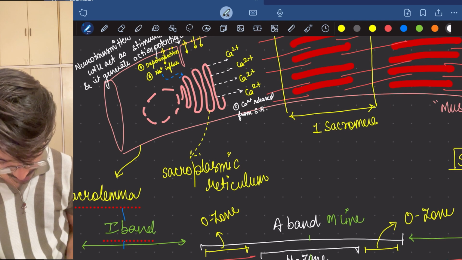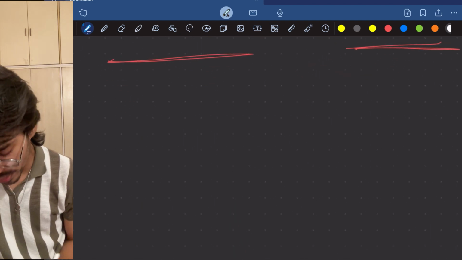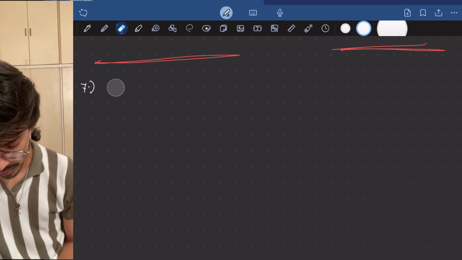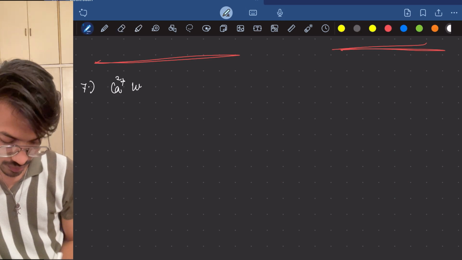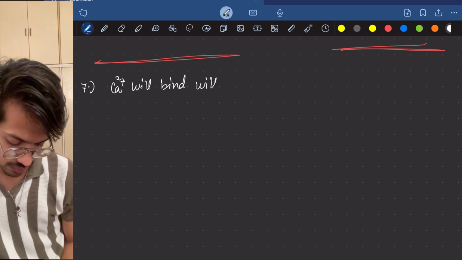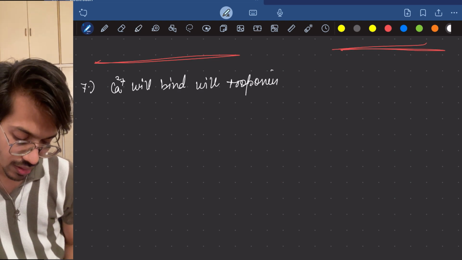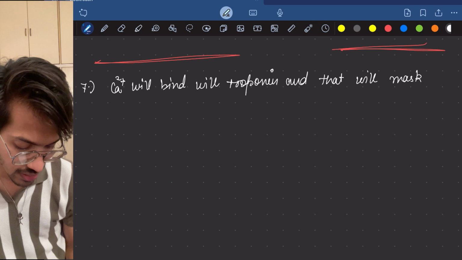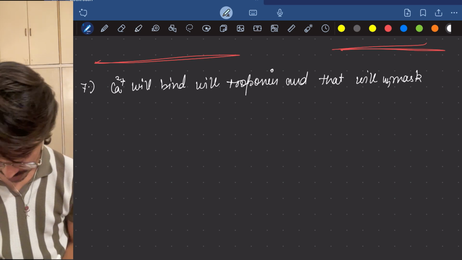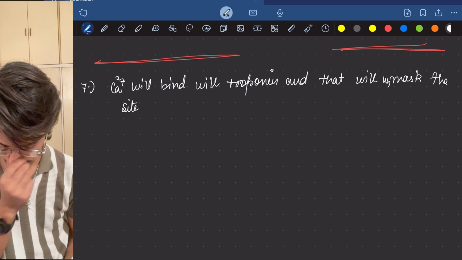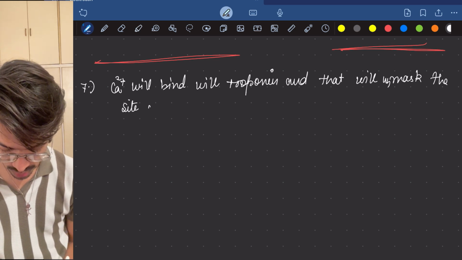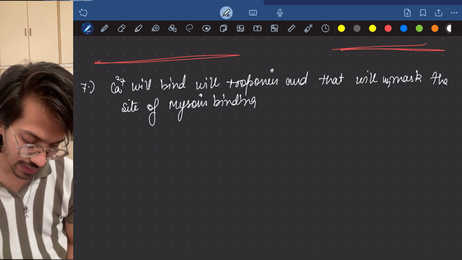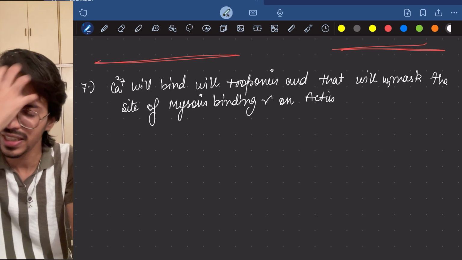Next point, that is the 7th point. The 7th point says that the calcium released will bind with troponin, and that will unmask, or unhide, the myosin binding site present on actin. So actin is free now. The girl is free, so she will definitely go.